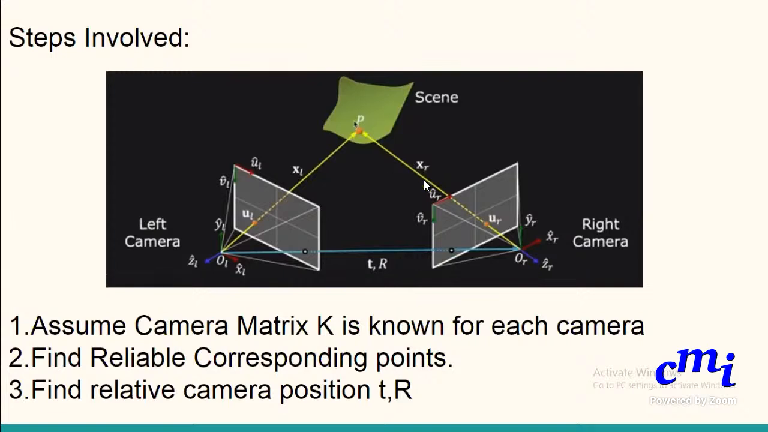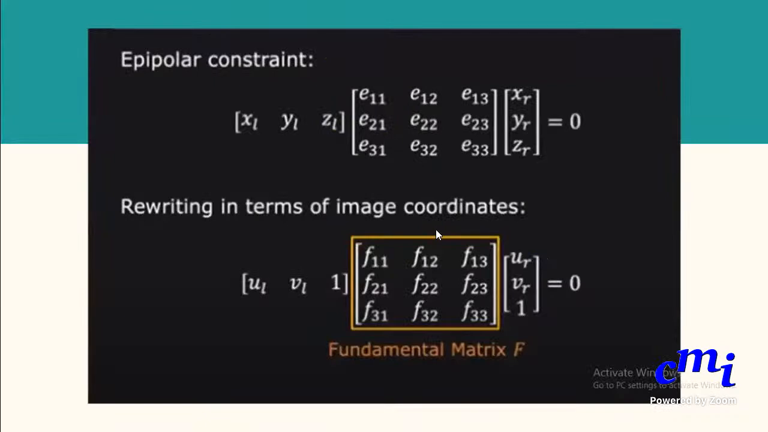So this is simple epipolar geometry. These are the epipoles, the left epipole and the right epipole. We know the epipolar constraint, which we have studied in class: the coordinates in the left image, times the essential matrix, times the right coordinates, is equal to 0. We can rewrite this in image coordinate form, considering the fundamental matrix. And you know the image coordinates.